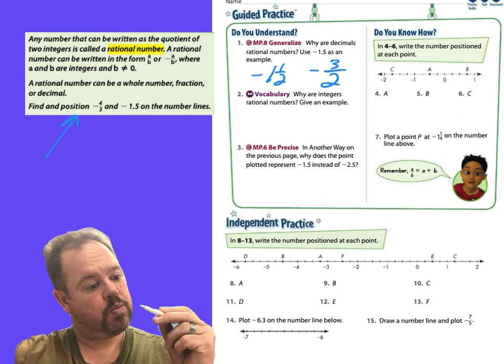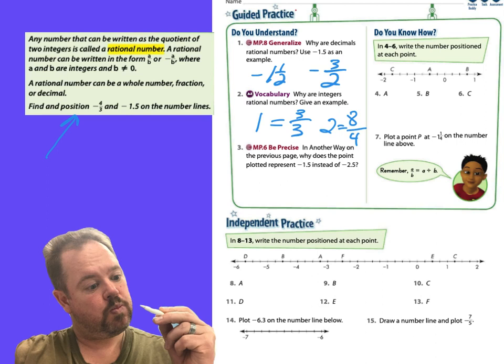Number 2, why are integers rational numbers? Well, all integers are rational numbers because integers can also be written as fractions. So if I have number 1, that is equivalent to something like 3/3, which is a fraction. Or if I have the number 2, that is equivalent to 8/4, also a fraction. So that's why integers can be rational numbers.